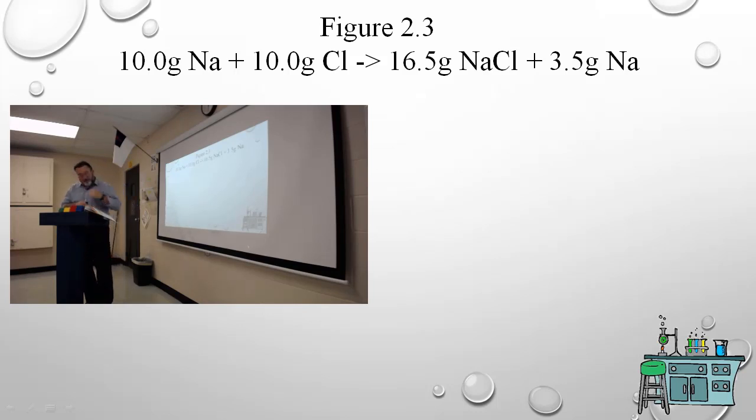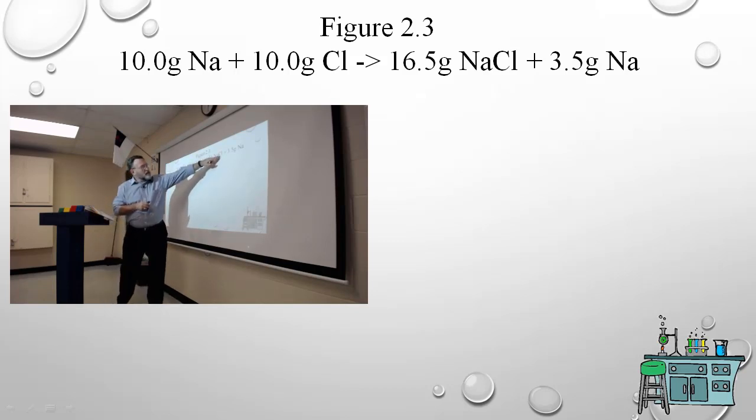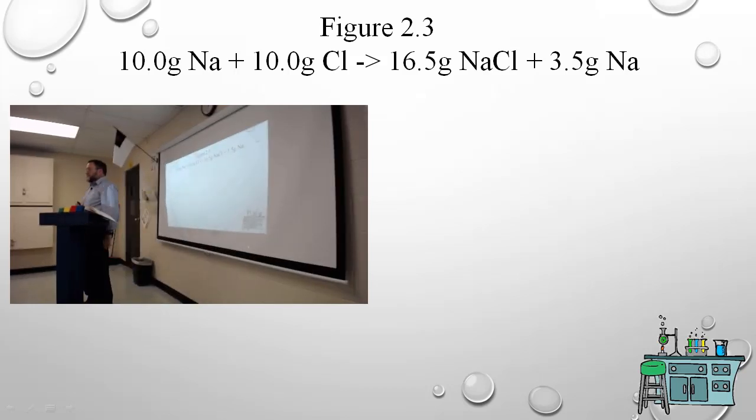Page 55, figure 2.3. So 10 grams of sodium, Na, natrium, that's the chemical symbol for sodium. 10 grams of sodium, 10 grams of chlorine makes 16.5 grams of sodium chloride, 1 sodium and 1 chlorine to make sodium chloride, this much, and 3.5 grams of sodium left over. I'm trying to get to what's known as the balanced reaction equation, the perfect recipe. What is the perfect recipe for sodium chloride?